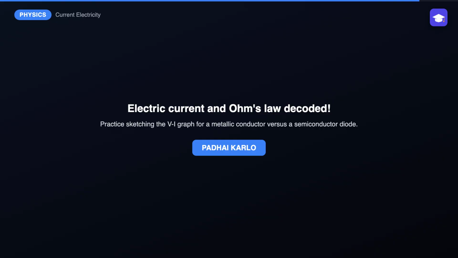That's electric current and Ohm's law. Keep the ohmic versus non-ohmic distinction and the opposite temperature behavior of metals and semiconductors sharp. They're the foundation for the entire current electricity chapter.